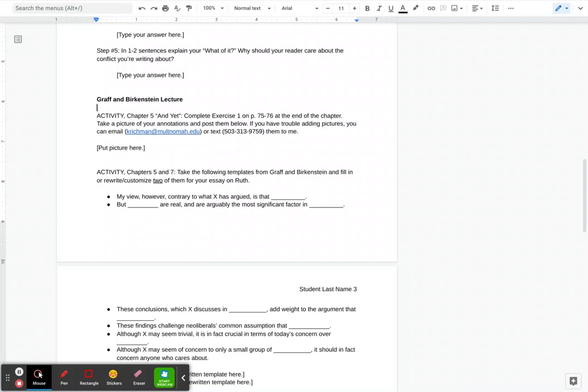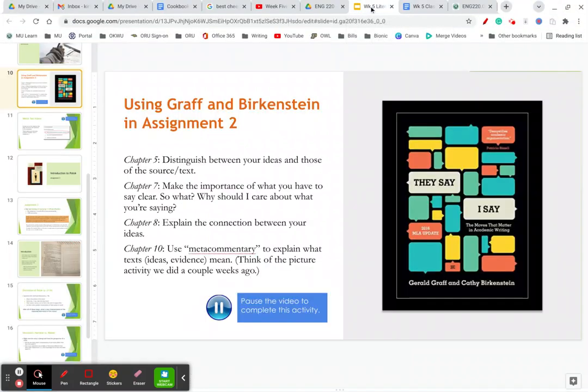And what I just want you to do is underline or circle where she is transitioning between her thoughts and the thoughts of her sources, and then take a picture of that and send that to me. So you may want to pause the video right at this point and do that, or watch through to the end of the video.